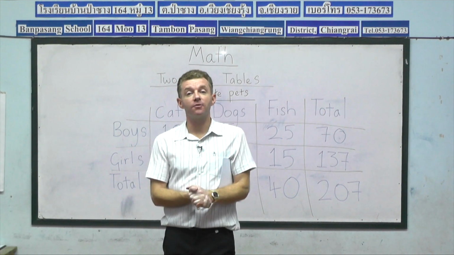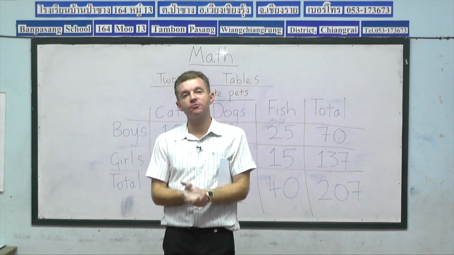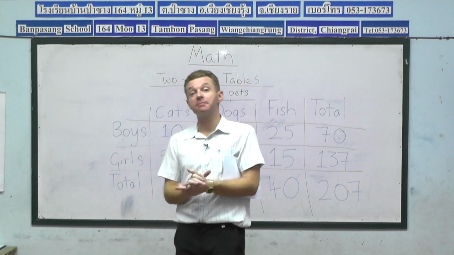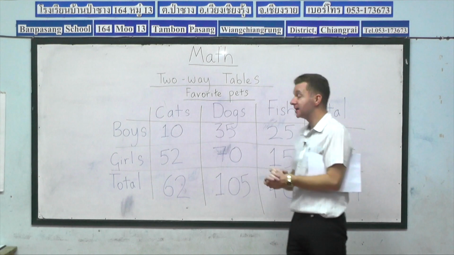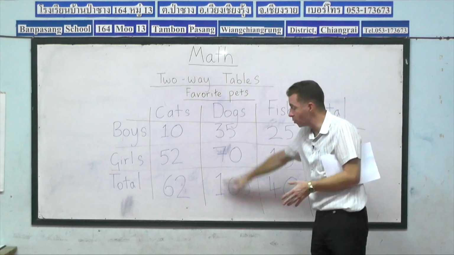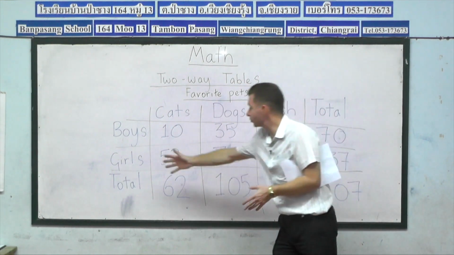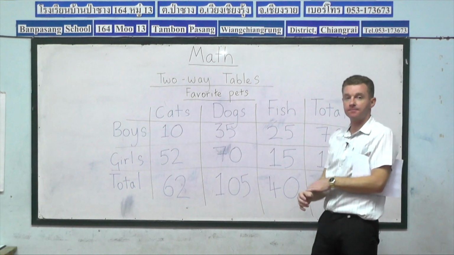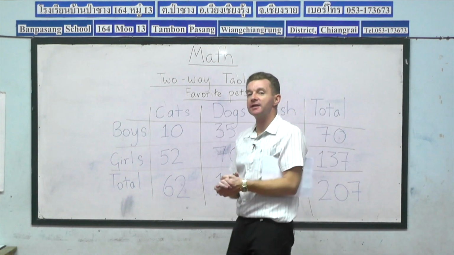And that's all we've got time for today. So we hope you've enjoyed the lesson and now understand more about two-way tables, how we can read the information one way, vertically, or two ways, horizontally. And we'll see you again soon for the next lesson.